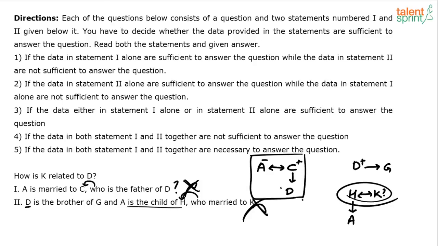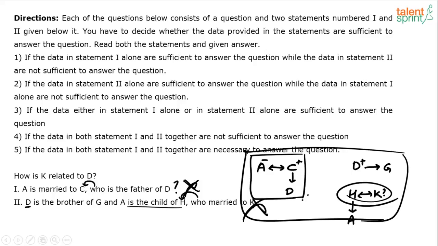What will I do? I will connect D with G. After that, A is the child of H, who is married to K. This can be connected further. But K's gender is not there. Unless K's gender is there, I cannot do anything. So don't even try to combine these things.